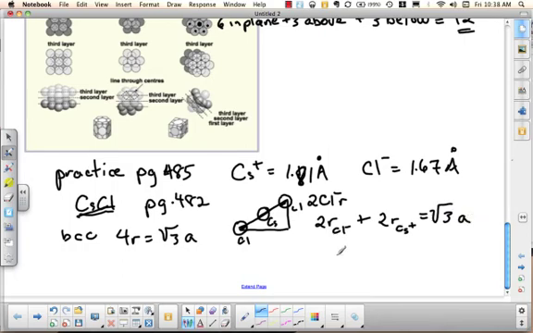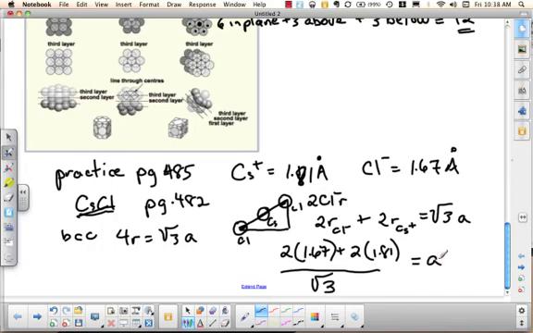So pretty easy. 2 times chlorine, 1.67, plus 2 times 1.81, divided by the square root of 3, and that is going to be the length of our cell edge, and that comes out to 4.02 angstroms. All right, so even when you have 2 atoms, pretty easy to do.